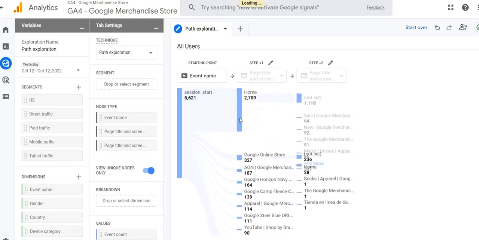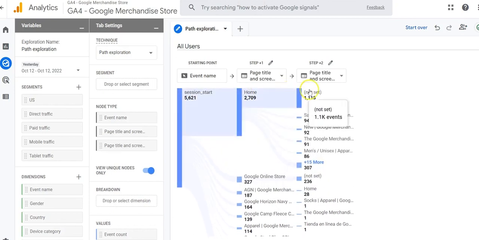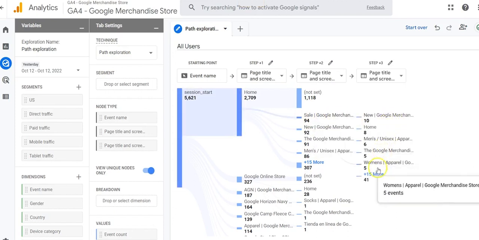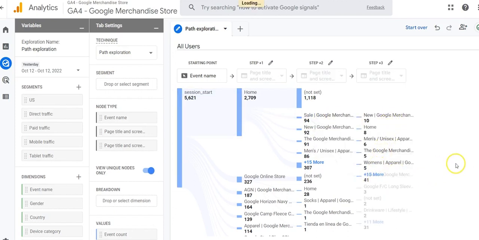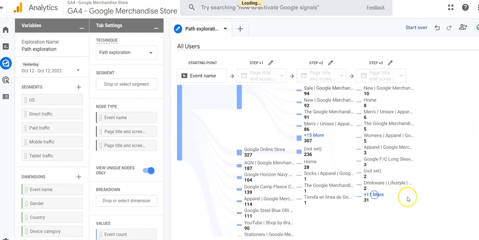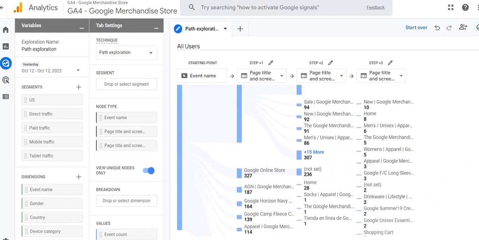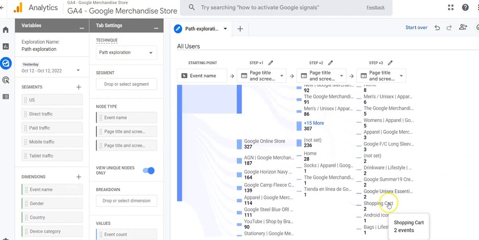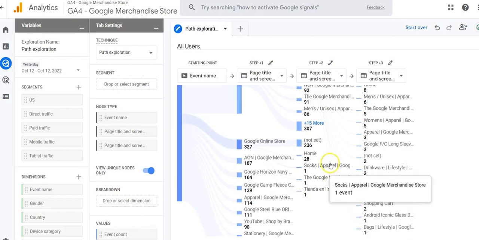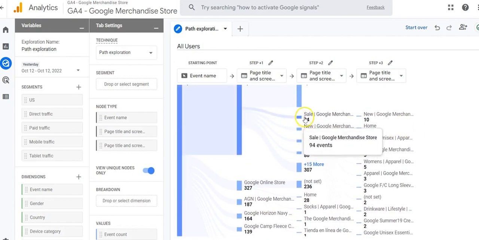Interesting. Let's take a look and see what the journey was for the folks who went from home and then they went to the sale. I'm still not seeing anywhere people ended up in a shopping cart. We can see all the different pages people went to and what they looked at. And there we go. We finally have a shopping cart. So we can see this path came from over here from the sale.